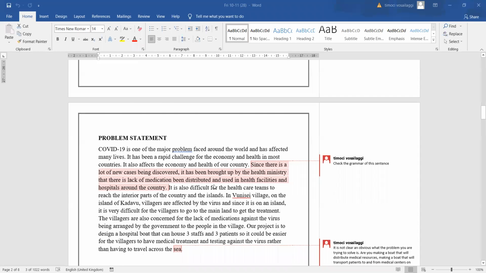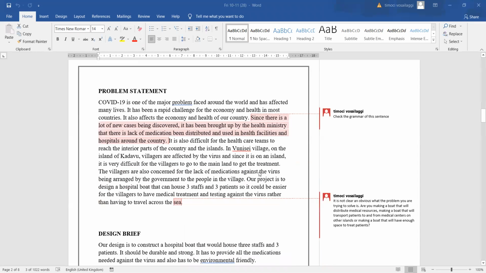So problem statement. You started off very broad, and that is how I instructed you guys to start. You start with a very broad problem and then you narrow it down into the very specifics of the problem. So you guys have started very broad and that's good. You may just want to check the grammar in certain places, like this sentence. I didn't quite understand your meaning.